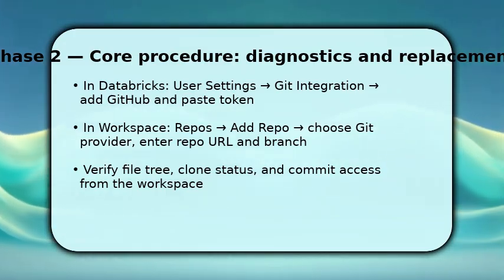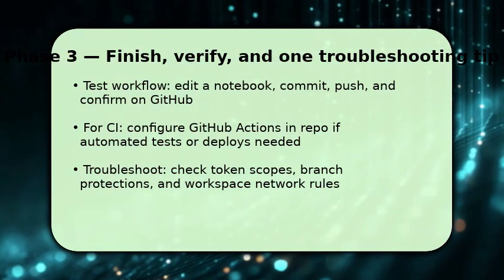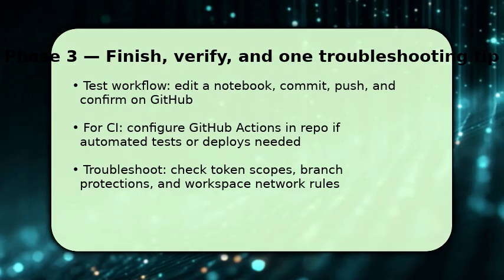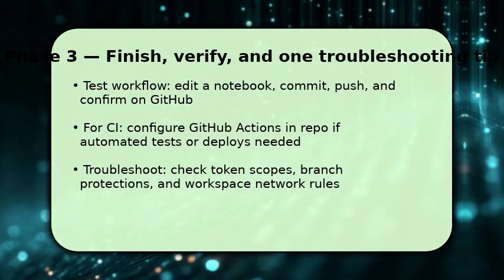Finish by testing a full round trip. Edit a notebook, stage, commit, and push from Databricks. Then confirm the commit on GitHub. If you need automation, add GitHub actions to the repo for CI or deployments.